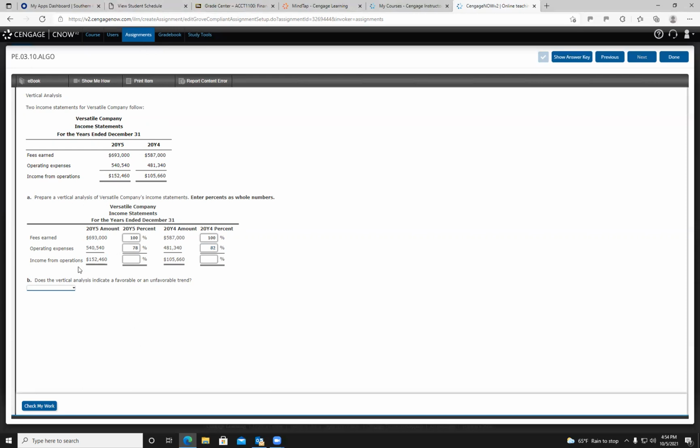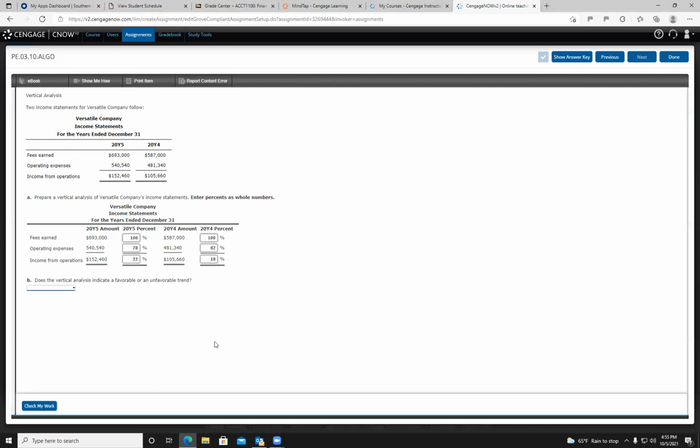All right, last, we're going to do it for the income from operations for both of these. So how much of the revenue generated the income from operations? Again, we're going to take that 152,460, divide it by 693,000, and multiply that by 100. We'll do it for the same one over here. 18%.